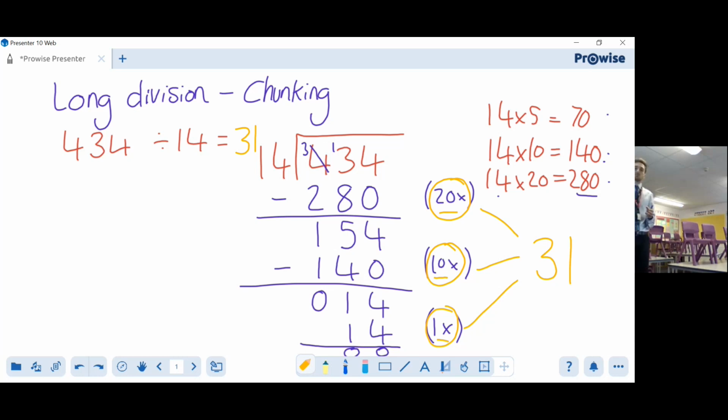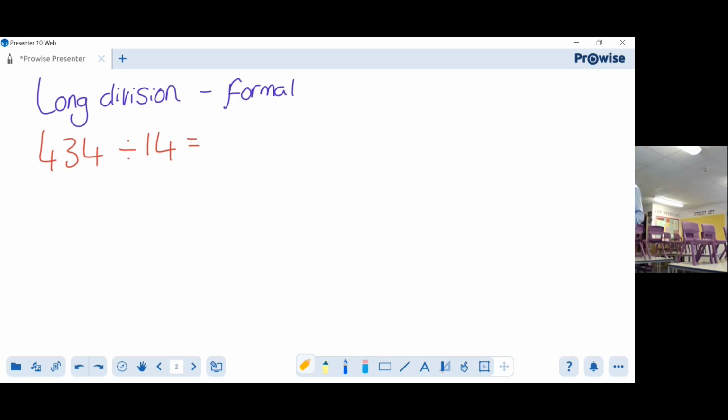If we end up with a number at the bottom, for example 7, we can't take 14 away from 7 because we don't want to go into minus numbers, but it would just mean that we had remainder 7. That's the chunking method. This is our formal method.